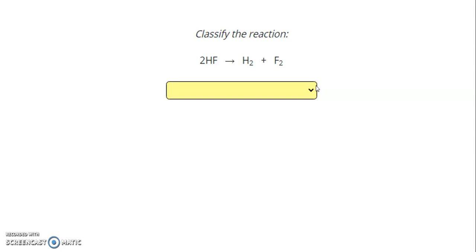So for this first one, we start with a compound, HF. A reaction happens, and it splits into 2 different things. When you have one thing that splits into more than one thing, it's breaking down. And the word we use when an equation represents a substance that breaks down is decomposition. So when you start with one thing and it breaks into smaller pieces, that's decomposition.